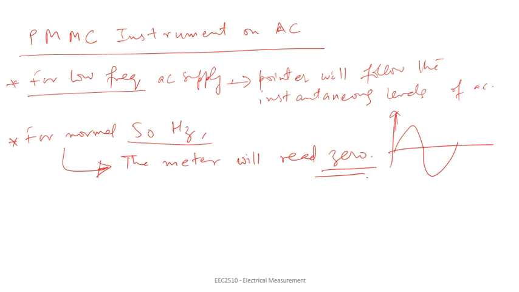Now if we have to use these PMMC instruments for measuring AC quantities, we have to make certain changes in the circuit, or make some special arrangements. This type of arrangement we can call a rectifier type of arrangement, and the instrument will then be called a rectifier type instrument.